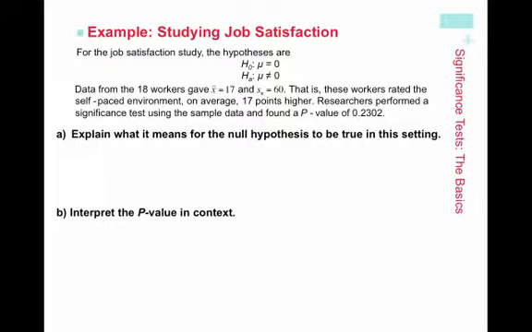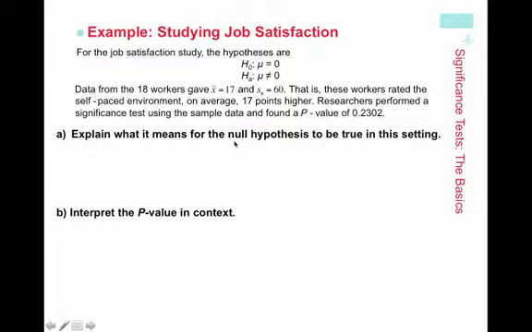So, here's our job satisfaction study and our two hypotheses. We have data, we have x bar, we have the standard deviation, and we find that x bar tells us on average 17 points higher. Researchers performed a significance test. We don't know what a significance test is yet, but they did this and they found p was 0.2302.